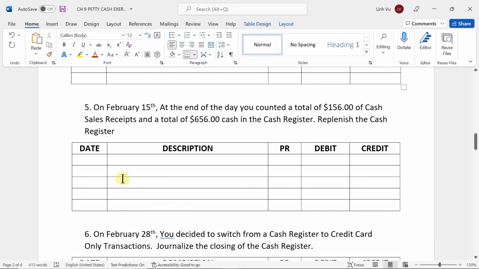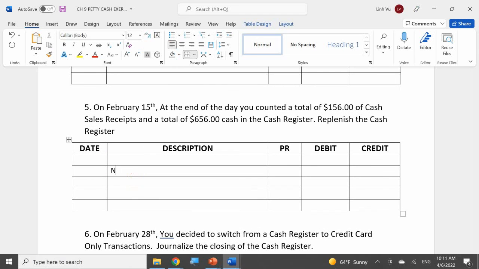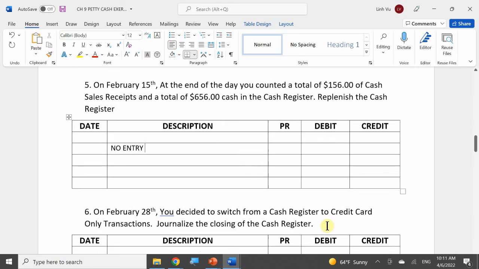You don't. So in this case, no entry, right? Because in this case, you have way well over enough money in the cash register, right? You have $656, which is more than what you started with, right? You started with $500. Okay, so you don't need to replenish the cash register.